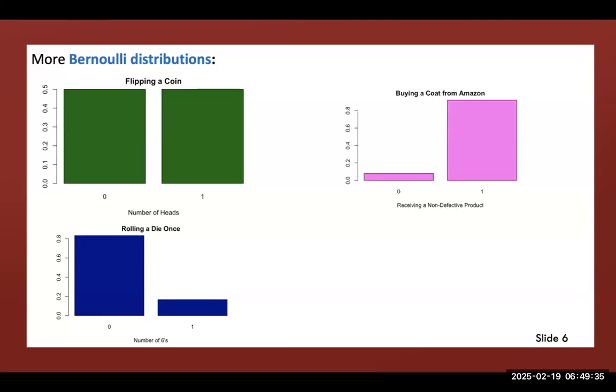And let's say you buy a coat from Amazon. There's a chance that you get a defective product, but there's a higher chance that you don't get a defective product. If X is receiving a non-defective product, X equal to 1 means you received a non-defective product. That's more likely than receiving a defective product. So in a Bernoulli distribution, you always have two bars, X is 0 and 1, and one bar may be taller than the other.